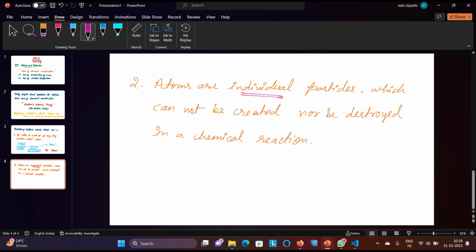Meaning, if we consider this reaction in which hydrogen combines with chlorine to give hydrochloric acid.